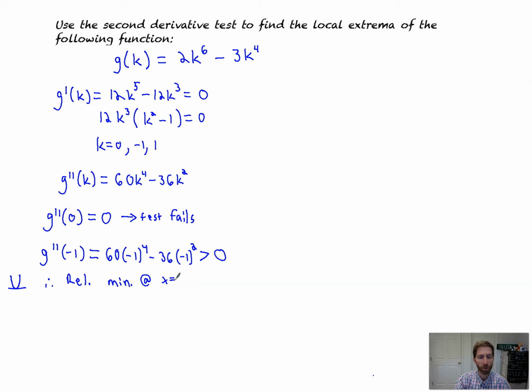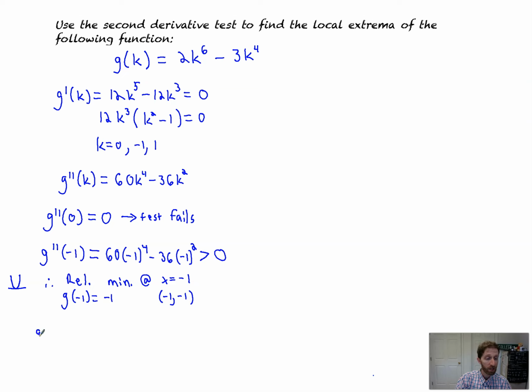At x equals -1. Now we'll plug in that value to find out what the y value is. So -1 to the 6th is 1. So we're just doing g of -1. Times 2 is 2. Minus 3 times essentially 1 is what you get when you plug in -1. So 2 minus 3 is -1. So that's at x equals -1, y equals -1, or the point -1, -1.